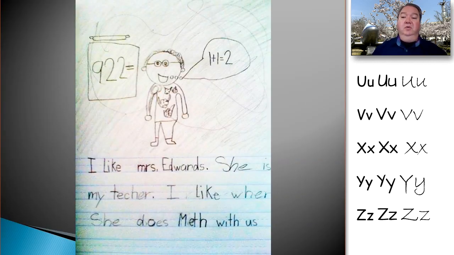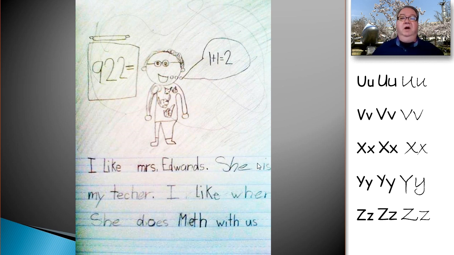Okay, so last time for your attendance check, I gave you this little image here, this little picture that some kid drew. Got some numbers here. I just realized I think that's actually a pen there, just on a piece of paper, and then 1 + 1 = 2, and a picture of a woman here with, I guess, like a flowered shirt. And it says, I like Mrs. Edwards. She is my teacher. I like when she does math with us.